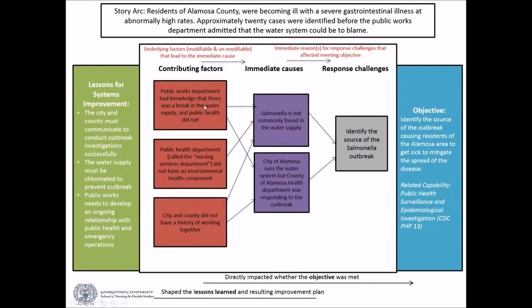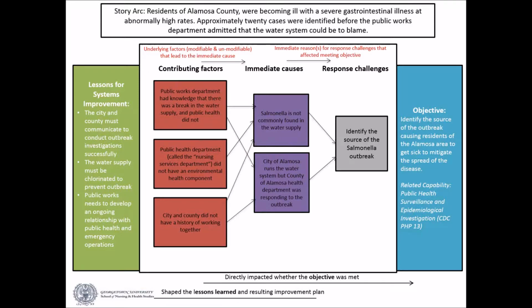I'm getting into the contributing factors here now. The public health department, which was called the nursing services department at the time, remember, didn't have an environmental health component. And the city and the county, despite their co-location, even same name, didn't have a history of working together well. So what this suggests here is that there are a number of lessons for systems improvement. First, the city and county must communicate to conduct outbreak investigations successfully. The water supply must be chlorinated to prevent further outbreaks in the future. And public health needs to develop an ongoing relationship.